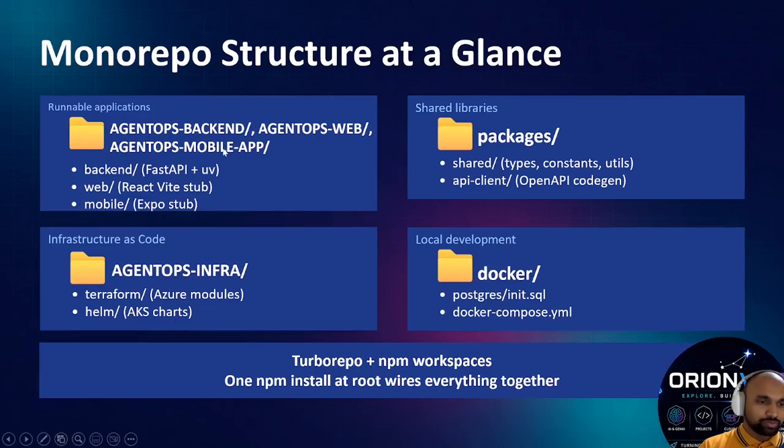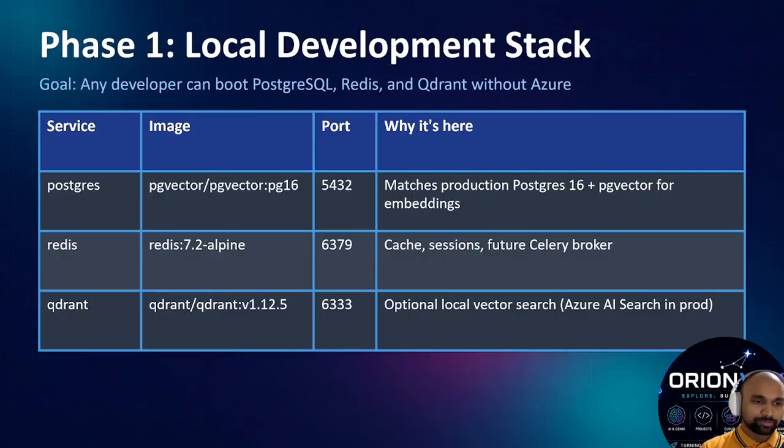And this is what I am trying to say with this slide: the monorepo structure at a glance. Next, come to phase 1, the local development step. These are Postgres, Redis, and Kafka. We are building and testing everything in Docker Desktop, so you have to install Docker Desktop on your machine. And Postgres, Redis, and Kafka, everything we can install on the local machine using Docker Hub, and we can do the testing.